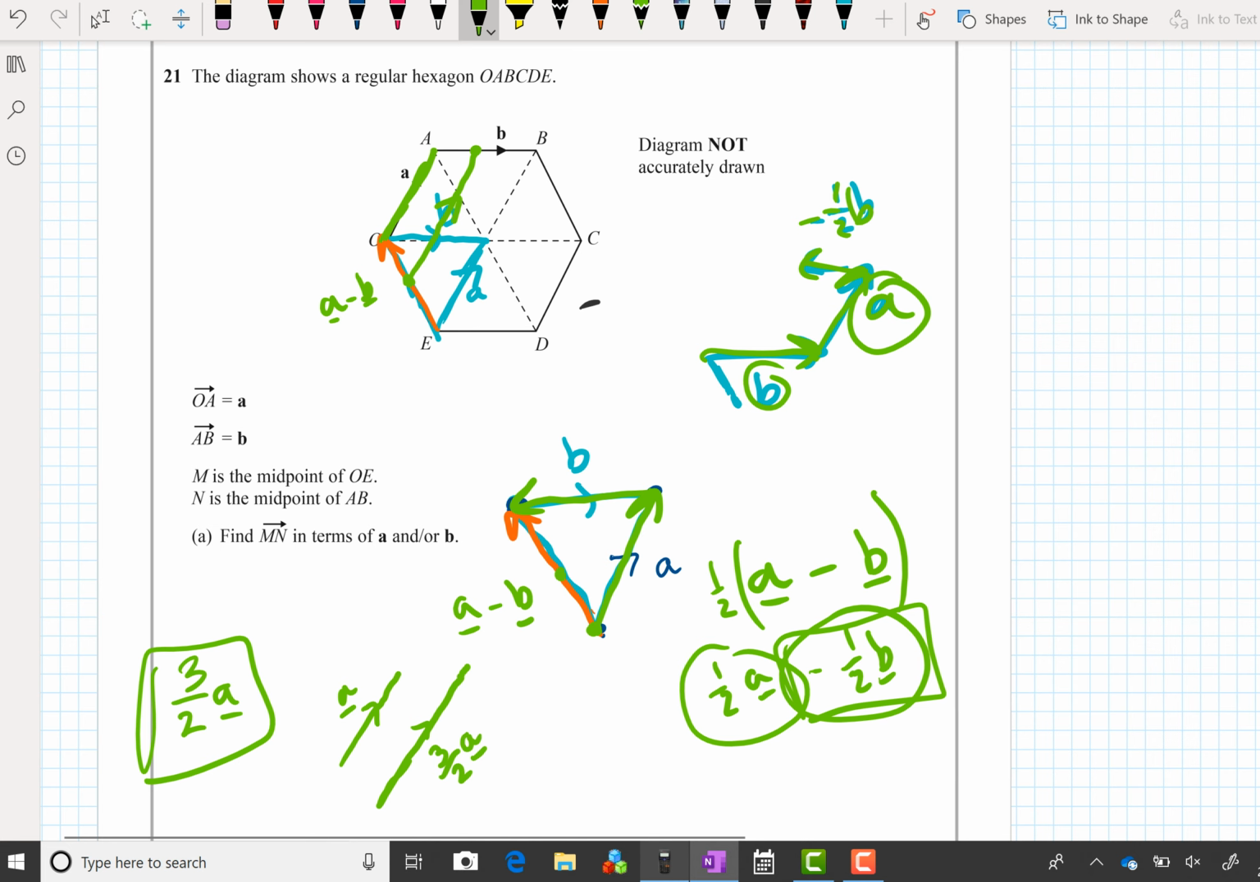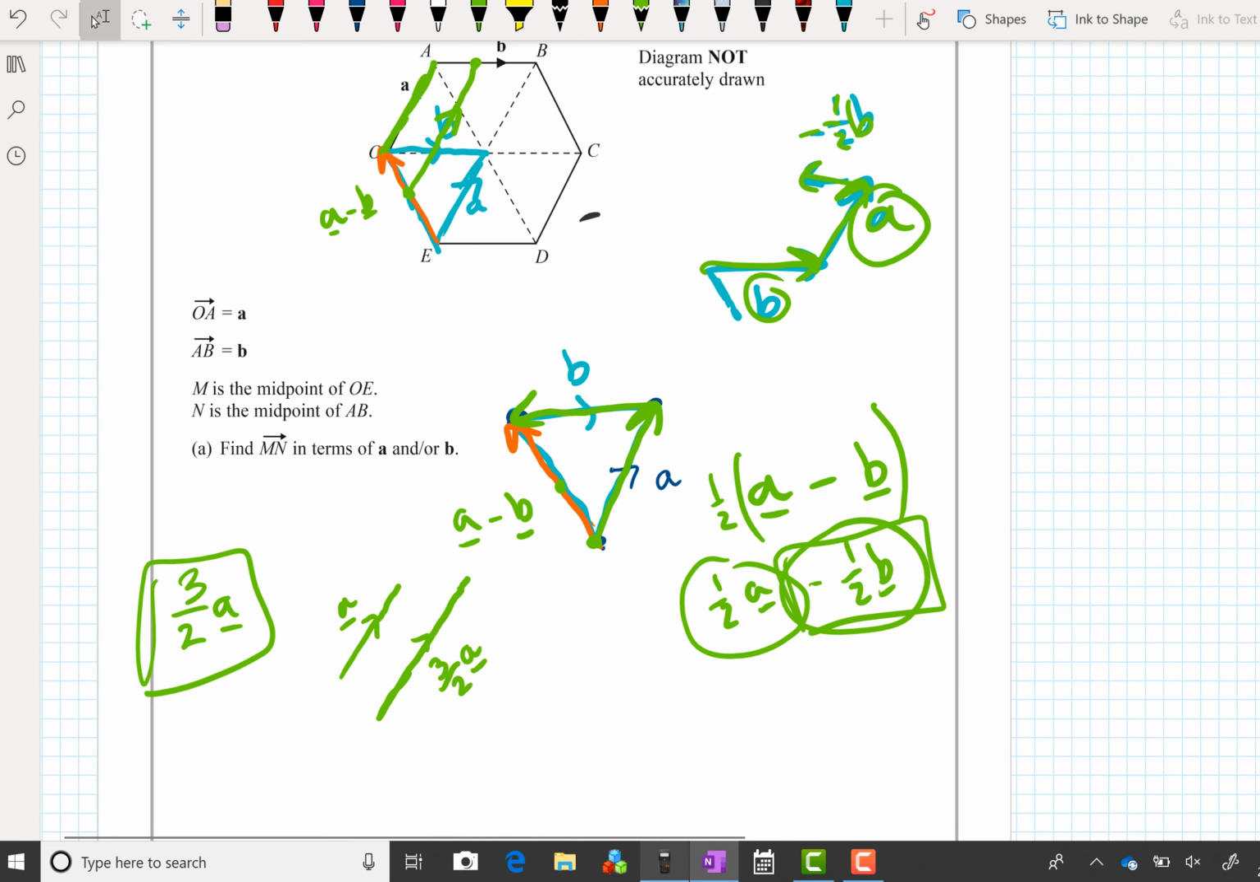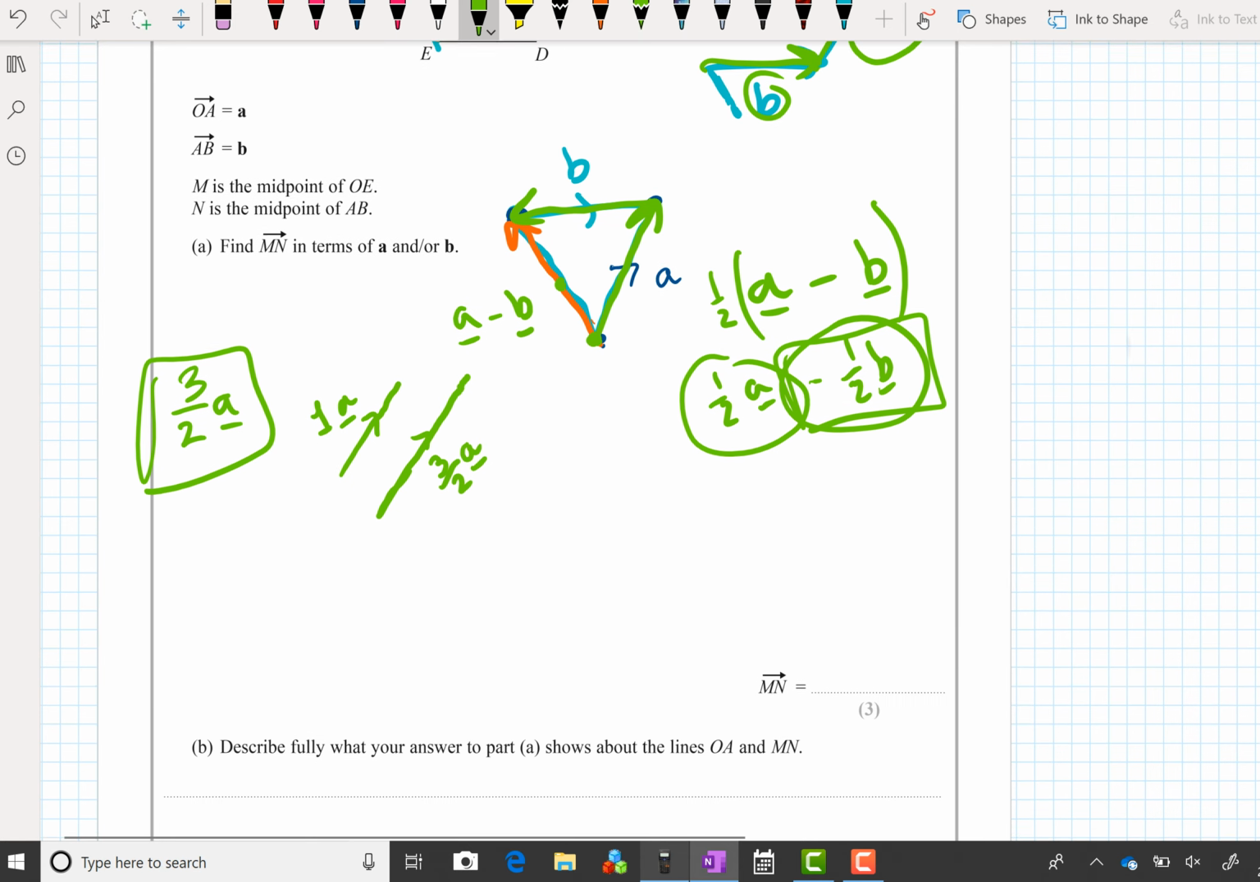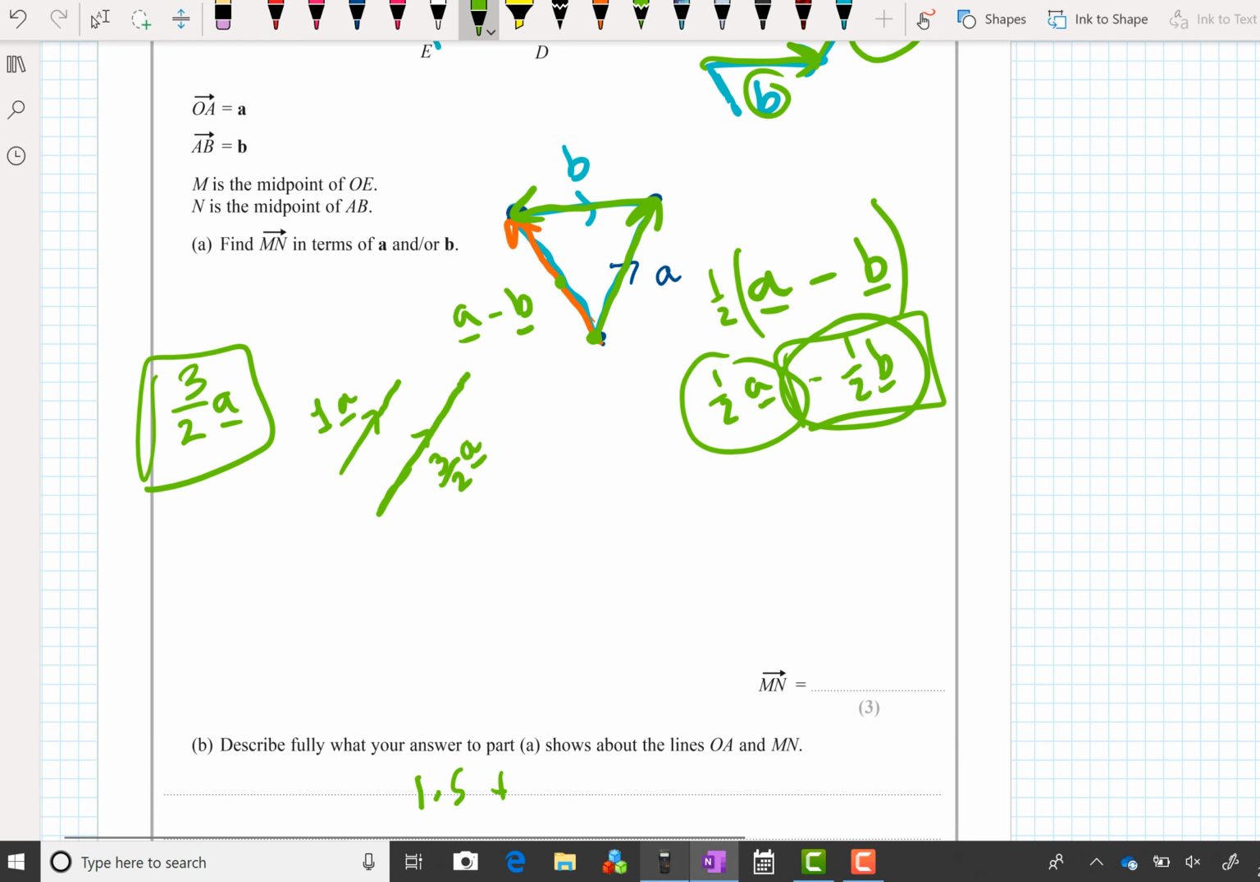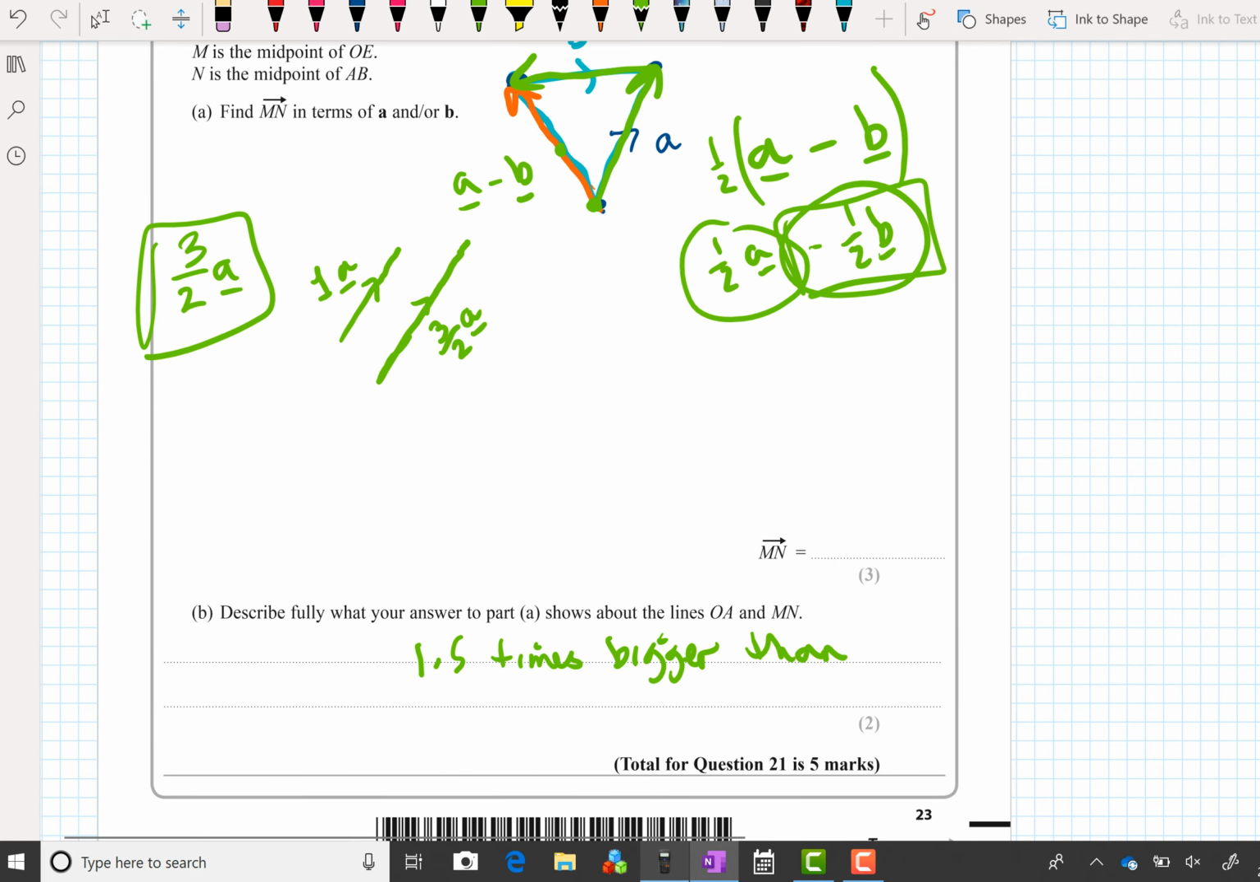And actually, if this is 1a, that's 1.5a. The vector MN is actually 1.5 times the size. It's 1.5 times bigger than a, or than OA. MN is 1.5 times bigger than a, and is parallel. Absolutely fantastic result. Really, really nice.